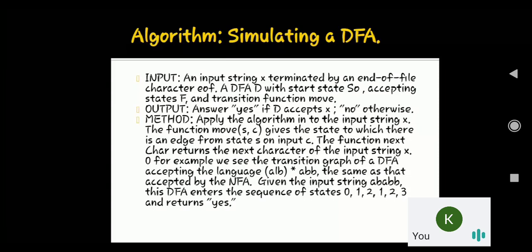The first one is input, the second is method, and the third is output. That's it. So you have input, output, and in between you have the method. The purpose here is that you have an input. In the input, how many representations have I told you? We have 6 representations: input string x, the end of file character EOF, then the DFA D, then S0 to denote the initial or start state, then F to represent the final or accepting state, and lastly the move function. In total we have 6 input representations.